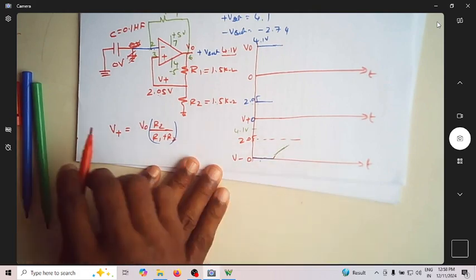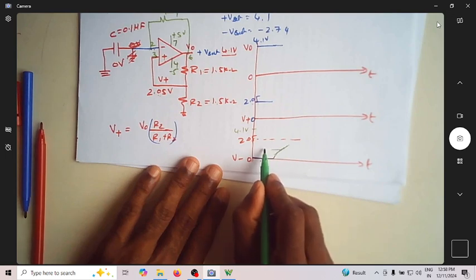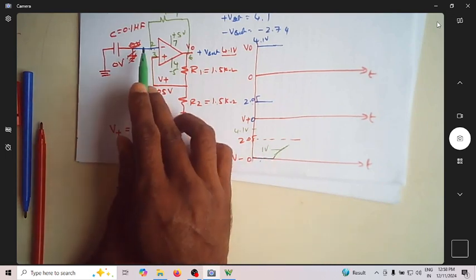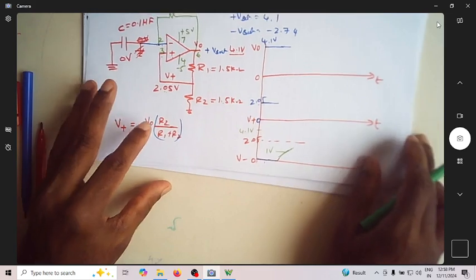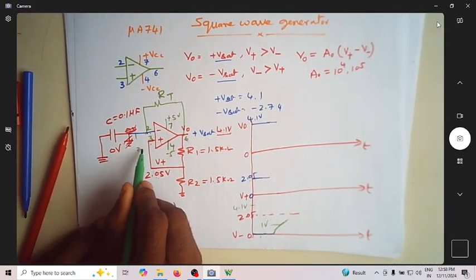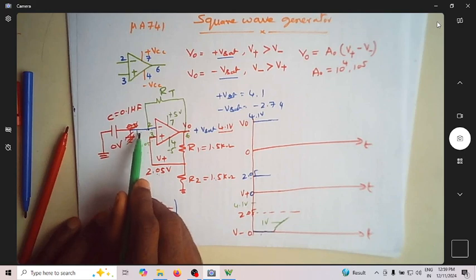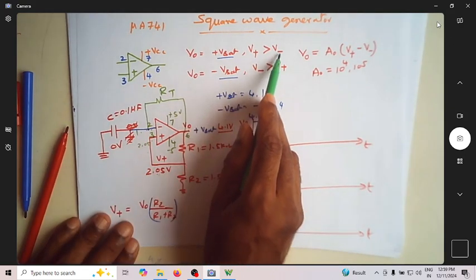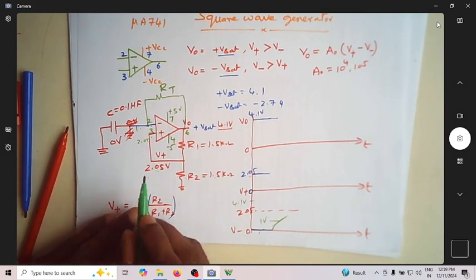So now it keeps on charging. Let us assume that the capacitor voltage is around 1 volt. So this is 1 volt, this is 2.05. So what is the output voltage? Assume that this is 1 volt, this will still be 2.05. Which is more now? 2.05 is more than 1. So the output is still at plus V sat, this condition is still true, and that's why this is still at 4.1 volt.